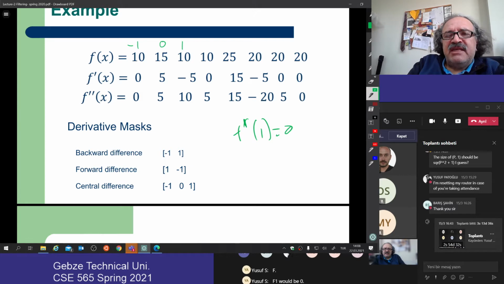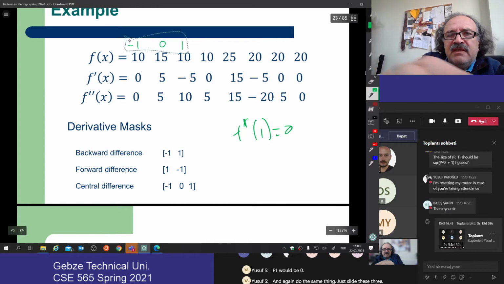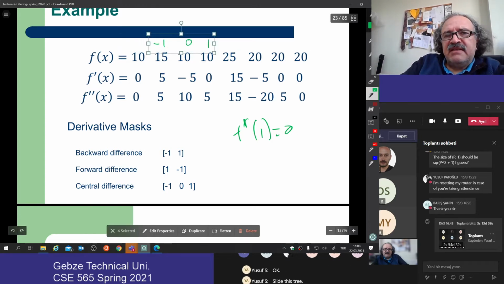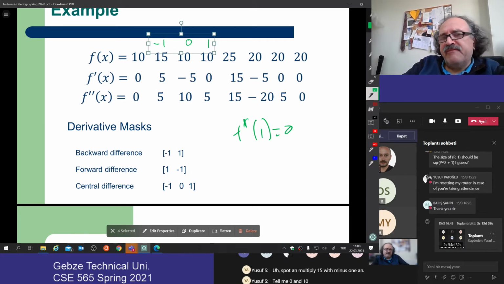And again, do the same thing. Just slide these three to the next spot and multiply 15 with -1 and 10 with 0 and 10 with 1 and add them, so it's going to be -5 for the second one.